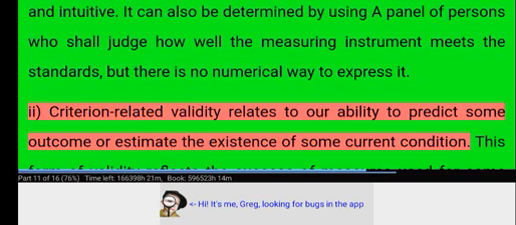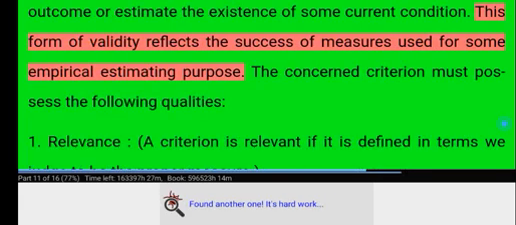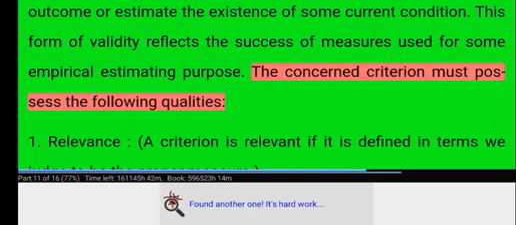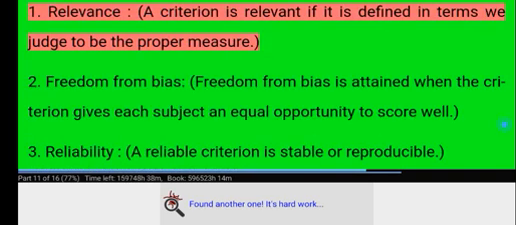II. Criterion-related validity relates to our ability to predict some outcome or estimate the existence of some current condition. This form of validity reflects the success of measures used for some empirical estimating purpose. The concerned criterion must possess the following qualities. 1. Relevance.